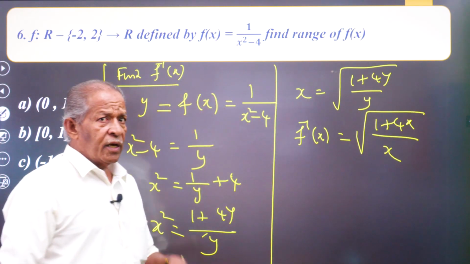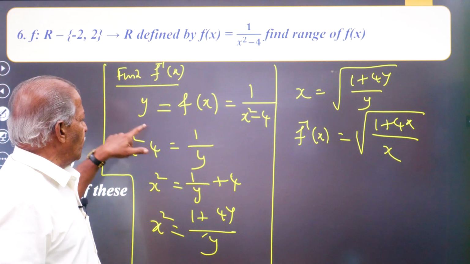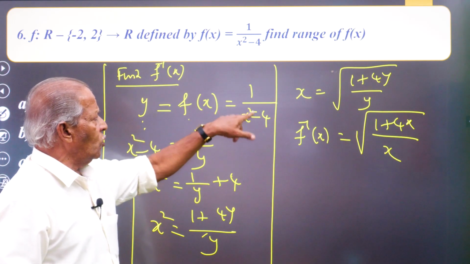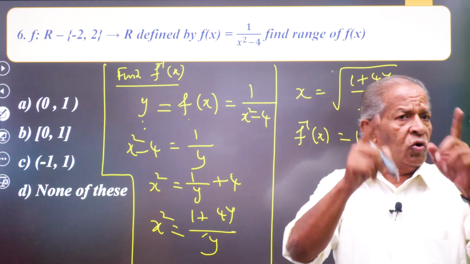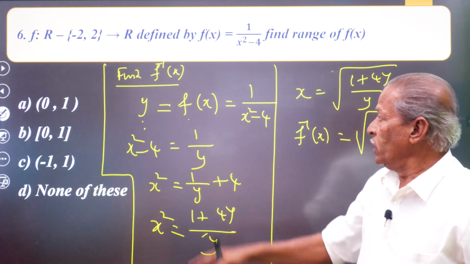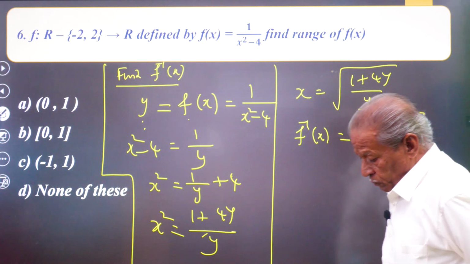It is a routine procedure. You know how to find the f inverse of a function. The function is given by f of x equal to 1 by x squared minus 4. That is the routine procedure. You know everything about f inverse. That's why I am going at high speed. The f inverse of x equal to this value.